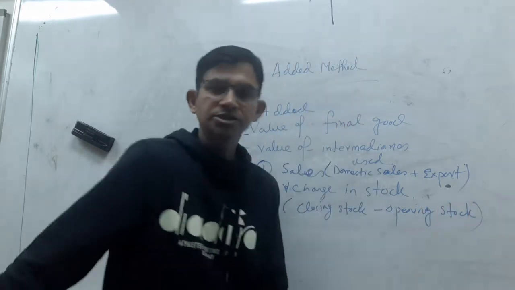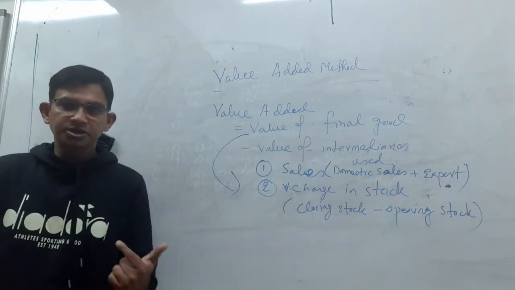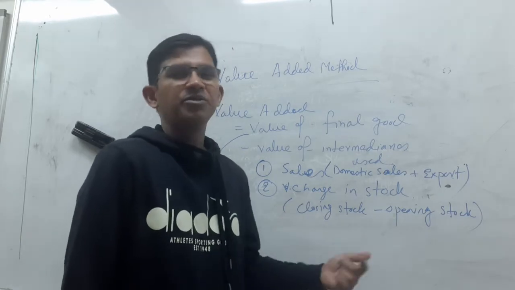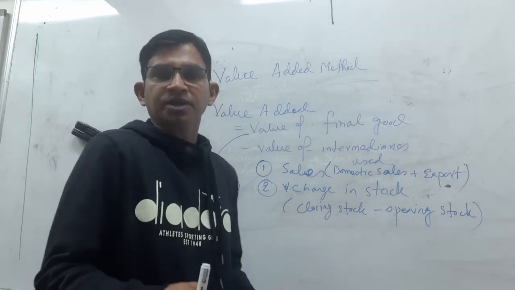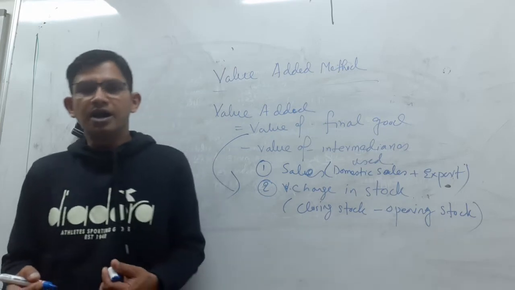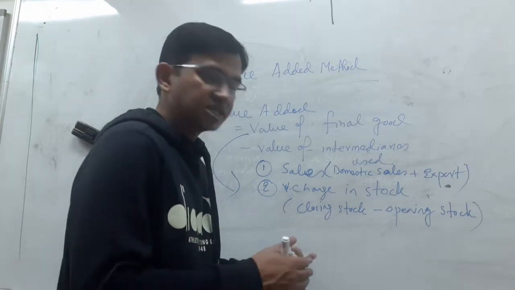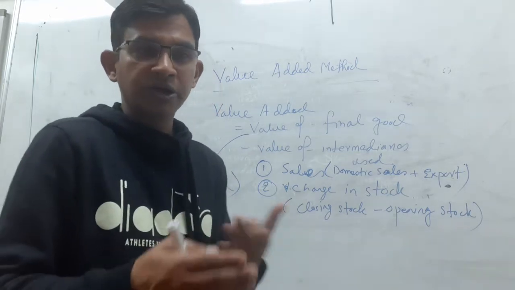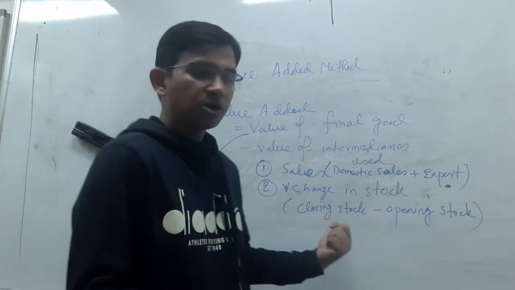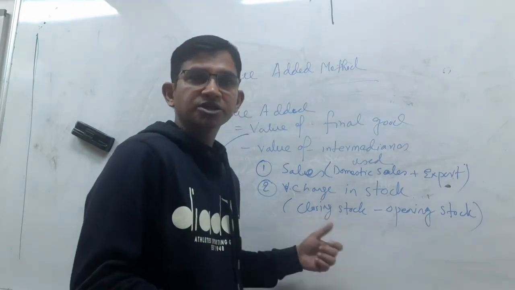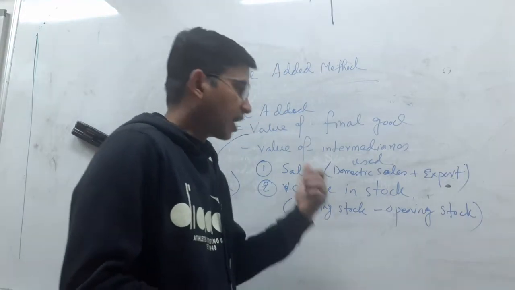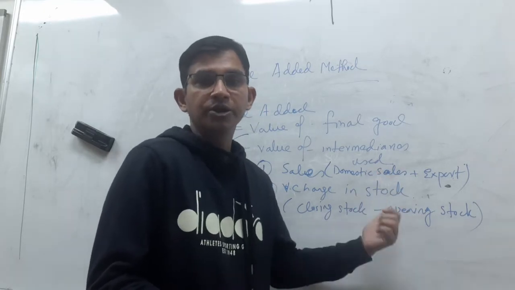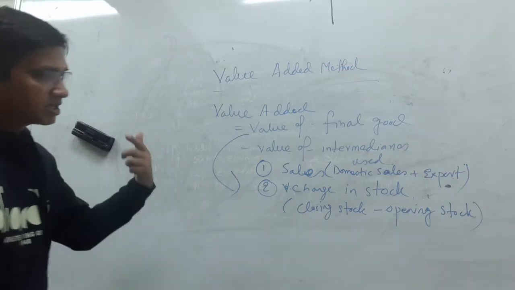Closing stock means we take the value of the stock at the end date of a financial year or calendar year. So if we are considering the change in stock in the financial year 2020-2021, the closing stock will be measured on 31st March 2021 and the opening stock will be measured on 1st April 2020. So this is the change in stock.